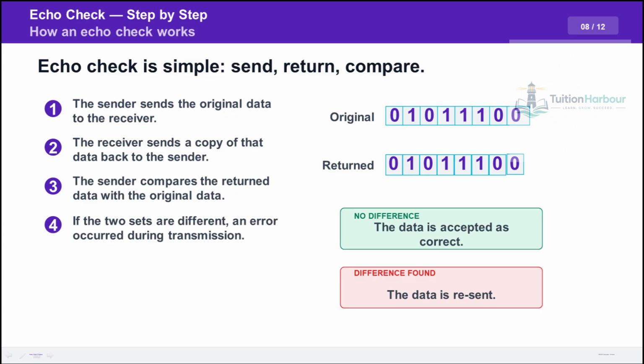Echo check, step by step. The echo check process has four main steps. Step 1. The sender sends data to the receiver. Step 2. The receiver sends a copy of the data back to the sender. Step 3. The sender compares the returned data with the original data. Step 4. If the data is different, the sender sends the data again. This is why it is called echo check. The data is sent back like an echo.